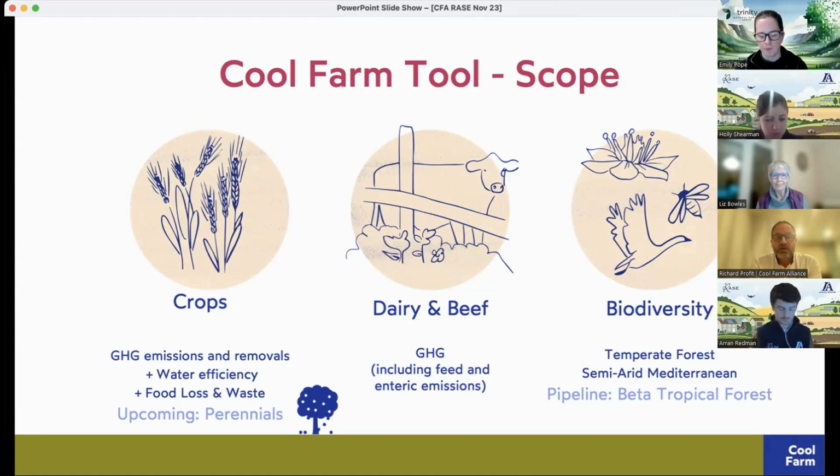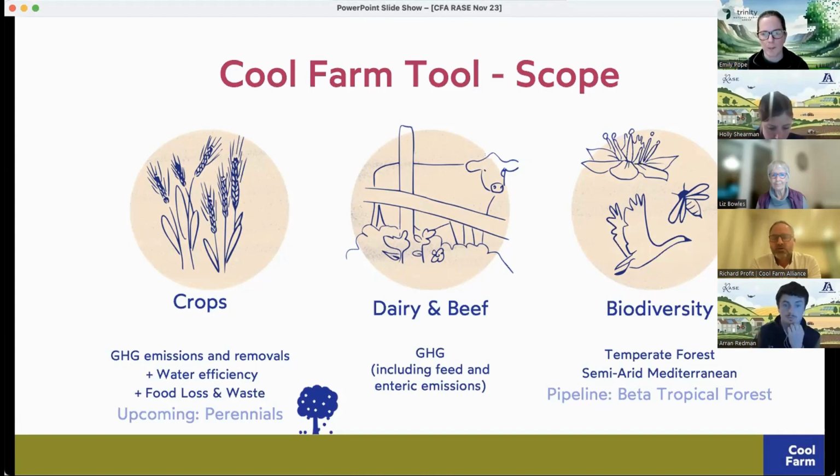We also cover livestock, with beef and dairy being our primary use case, which focuses on GHG, but also includes the emissions and potentially sequestration associated with feed and also enteric emissions associated with those.